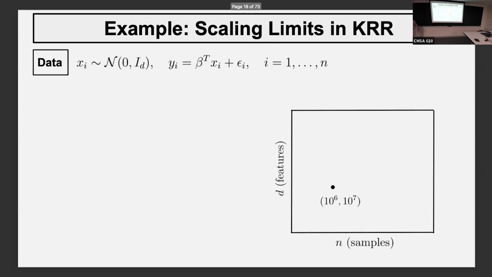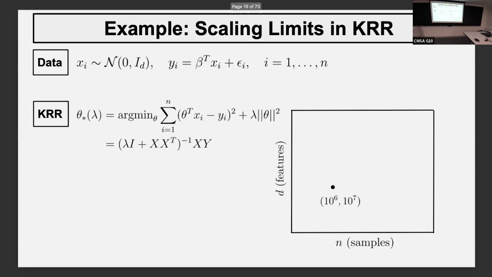So there are basically two large parameters in this problem. There's the number of samples you observe and the number of features, i.e. the dimension of each sample. So here you are. Imagine that you're at this point in your parameter space. You have 1 million samples in 10 million dimensions. That's not totally unreasonable. And you want to understand how to do learning. Well, how did we do learning before neural networks and before everything? We did ridge regularized regression.